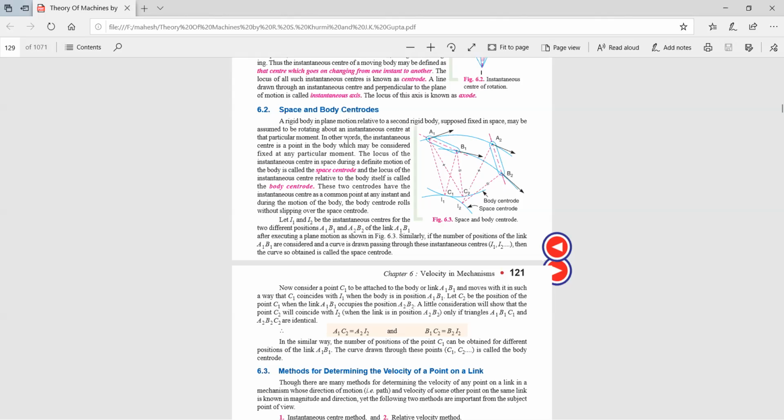Now what is it? The instantaneous center is a fixed point in the body which may be considered fixed at any particular moment. The locus of the instantaneous center in space during a definite motion of the body is called the space centrode. So here you can see these are known as the space centrode. You can see the lower curvature where I1 and I2 are placed. Those are known as the space centrode. At the same time, you can see the C1 point and C2 point. Those are known as the body centrode.